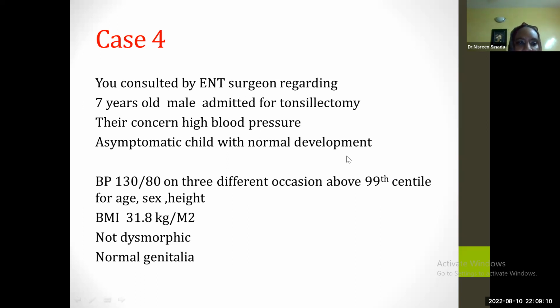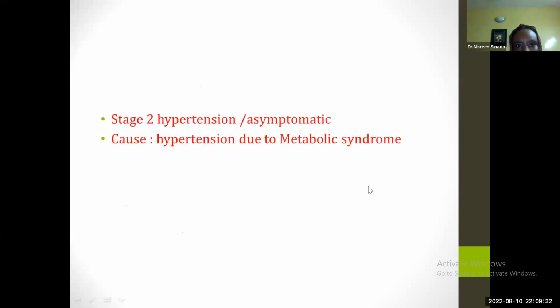Okay, so this is a patient with stage 2 hypertension. He is asymptomatic, so it is not a hypertensive urgency or emergency, and there is nothing in the history pointing towards a diagnosis, but the child is obese, so it is going with essential hypertension. So it is stage 2, asymptomatic hypertension due to metabolic syndrome.